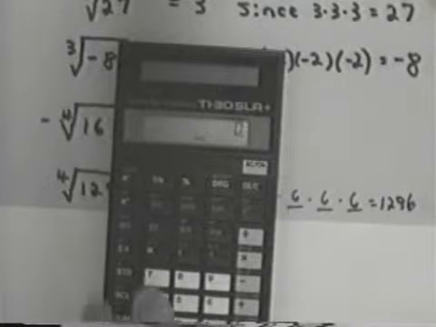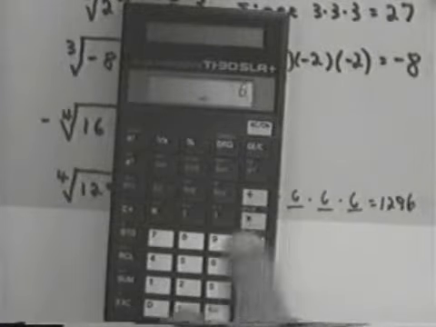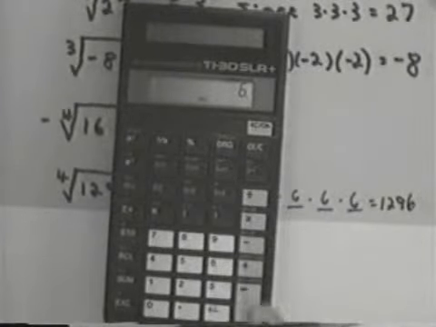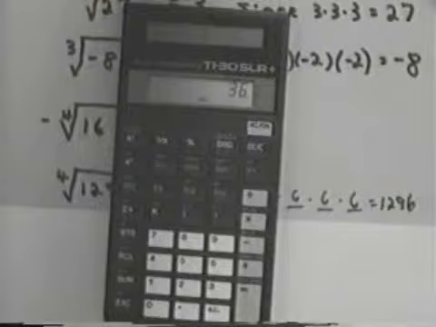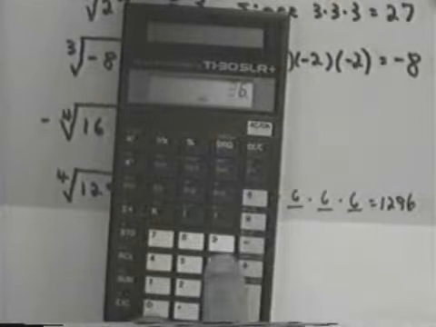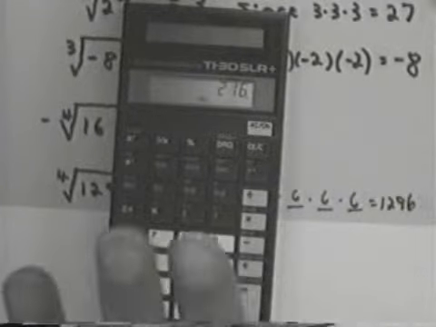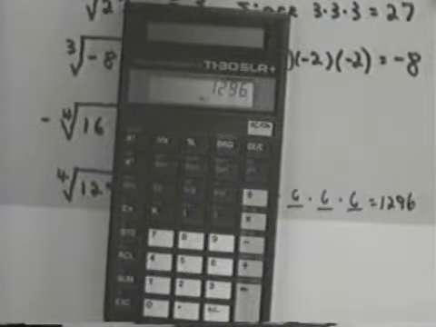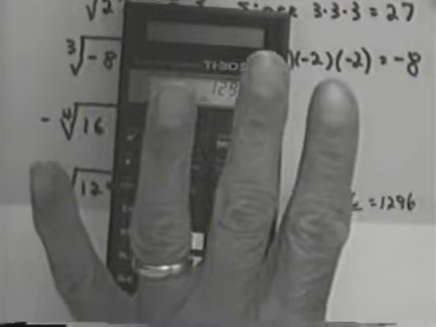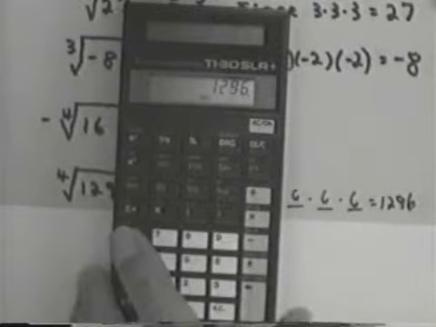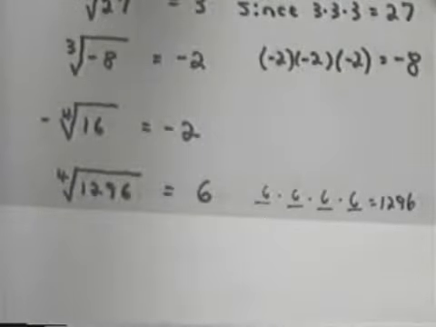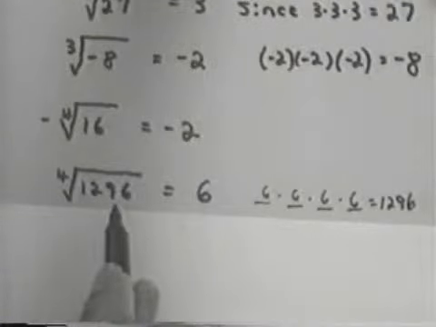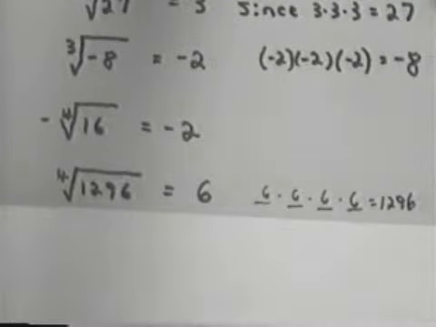Well, let's check that. We need to do 6 times 6 equals 36. So I've used 6 as a factor 2 times. Times 6 equals 216. I've used 6 as a factor 3 times. Times 6 equals 1296. So I used 6 as a factor 4 times. I get 1296. So the fourth root of 1296 is 6.